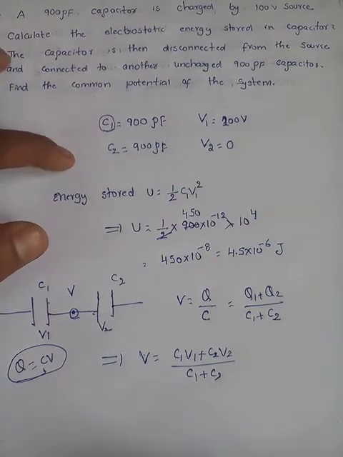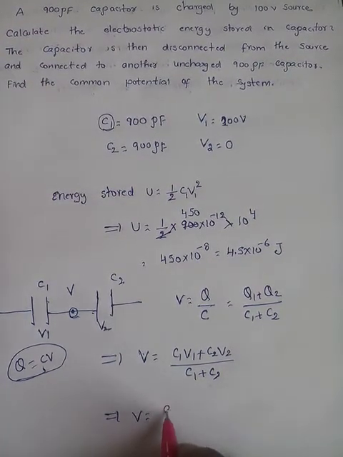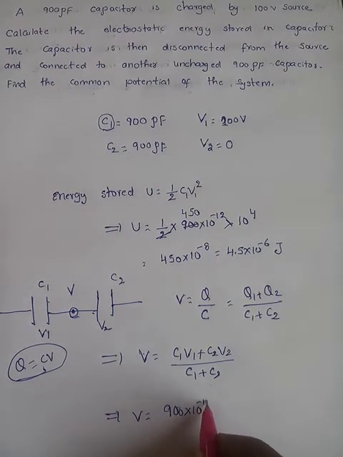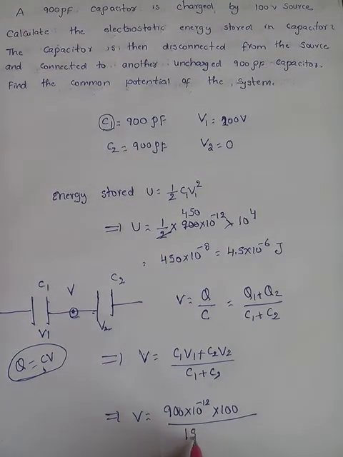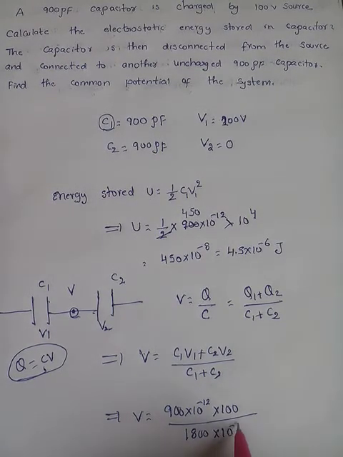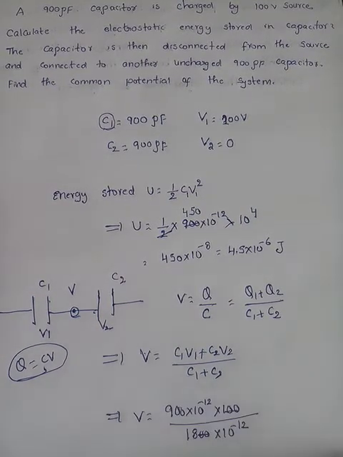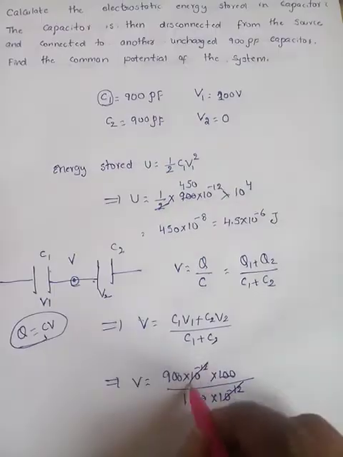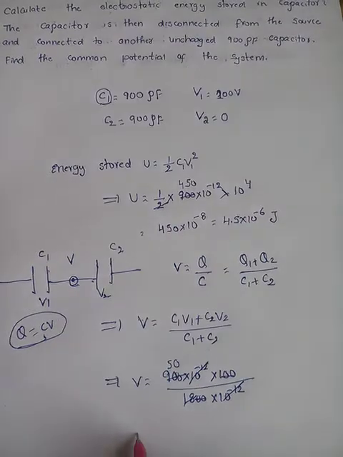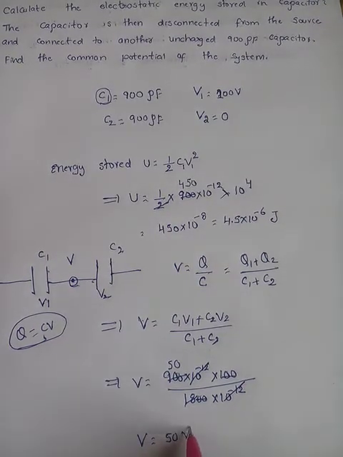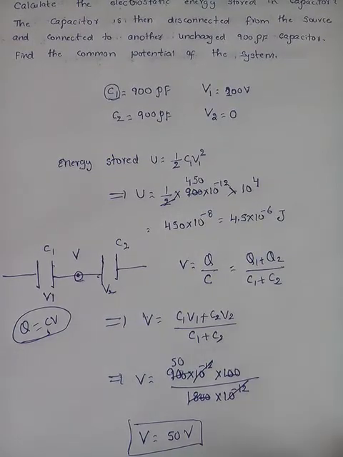We already know C1, C2, V1 and V2. Just substitute the values. V equals C1, 900 into 10 raised to minus 12, into 100, by C1 plus C2, 900 plus 900, 1800 into 10 raised to minus 12. So we can cancel easily: these two zeros cancel, 10 raised to minus 12 and 10 raised to minus 12 cancel. 18 ones are 18, 18 fives are 90, so 0. So the common potential is 50 volts. Understood, dear students?